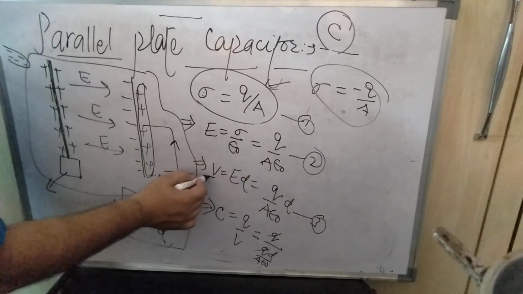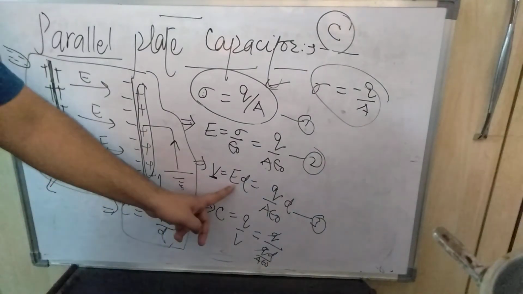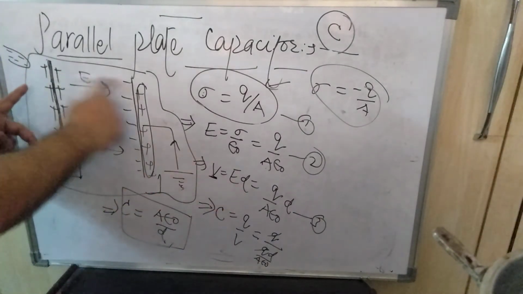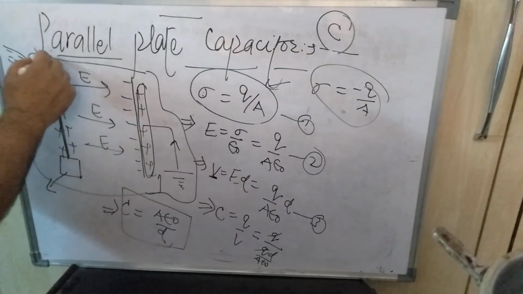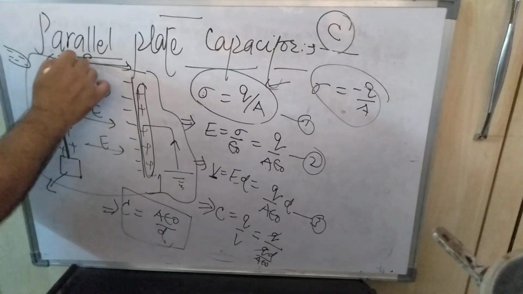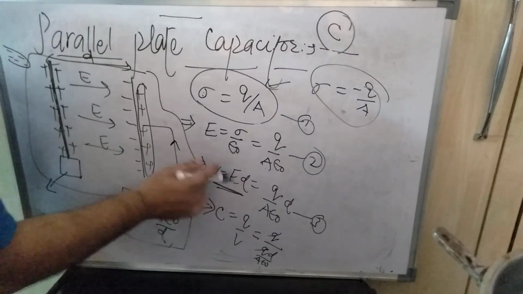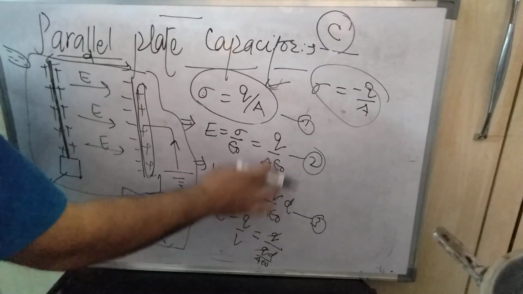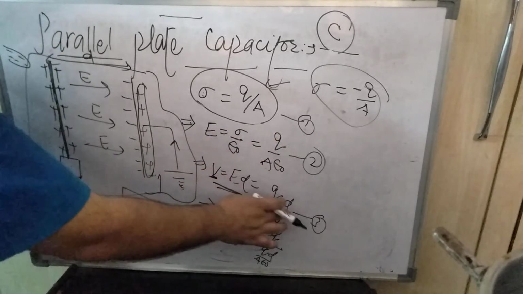Now what will the voltage be? As we know, voltage is E into D, the electric field set up between the plates into the distance between the two plates. Now the voltage becomes E times D, and you can replace the value of E from here. What is the value of E? Q upon A epsilon naught, replace here into D.